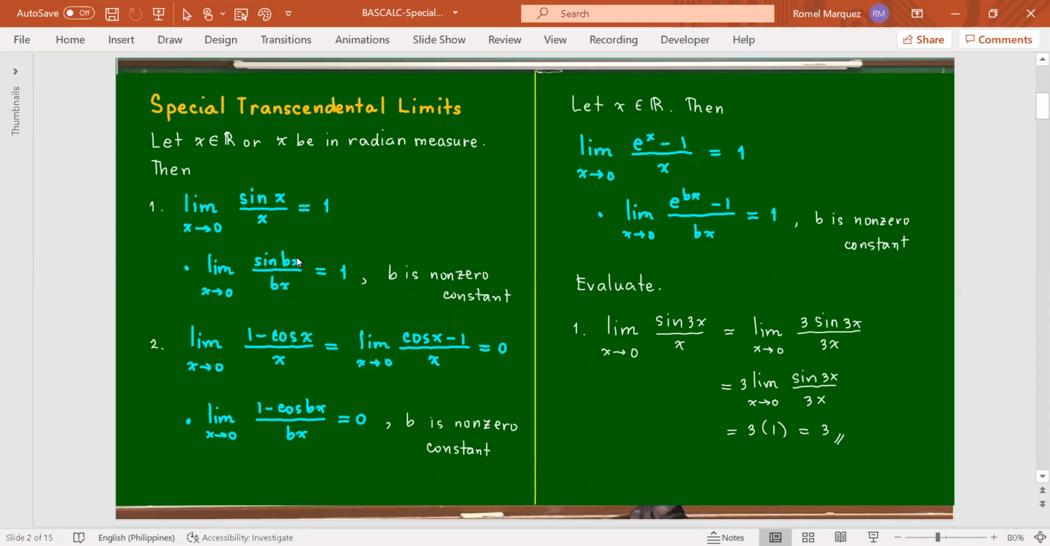Now, why is it that the limit of sine bx over bx as x approaches 0 is equal to 1? Because as x approaches 0, the behavior of bx is the same, it also approaches 0. So there is no need to write that bx approaches 0 or 3x approaches 0. So, number 2.